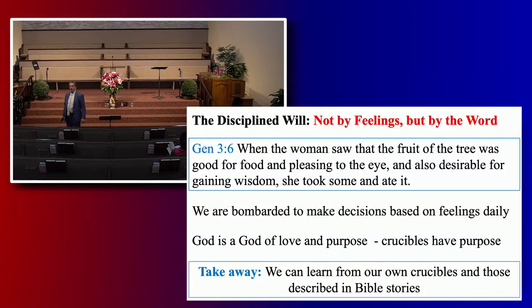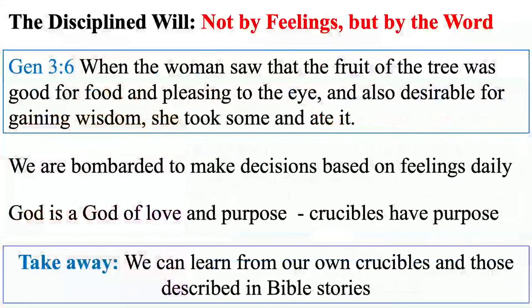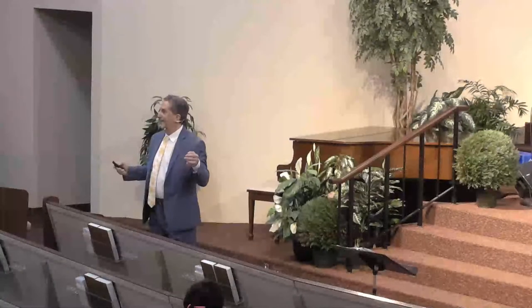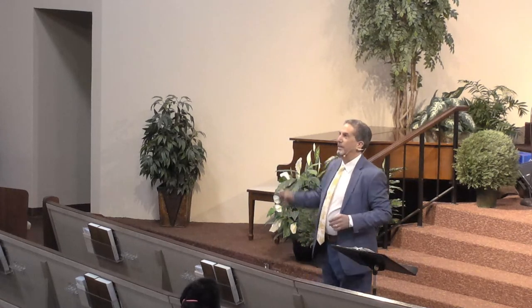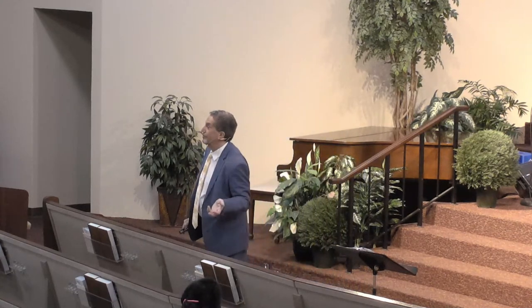So the disciplined will, I just put this quote because it caught my eye. Notice, what does it say? The fruit of the tree looked pleasing to the eye. It looked nice. God could have made the tree with a thundercloud over it and smelling bad or something, but he allowed it to look good, right? He wasn't trying to trap us, right? But notice the tree itself and the fruit of it look good.